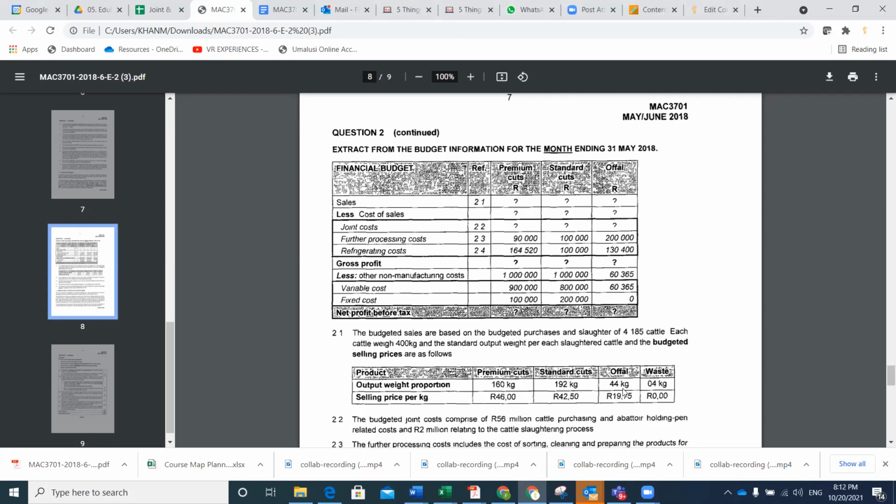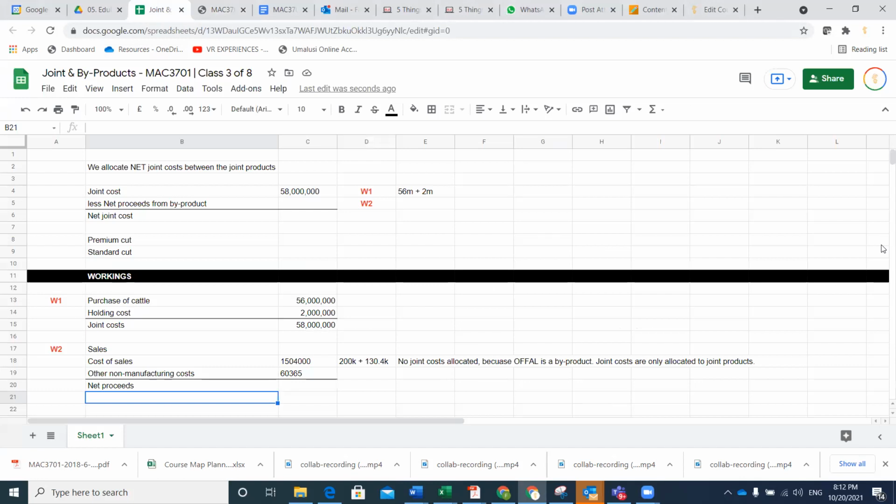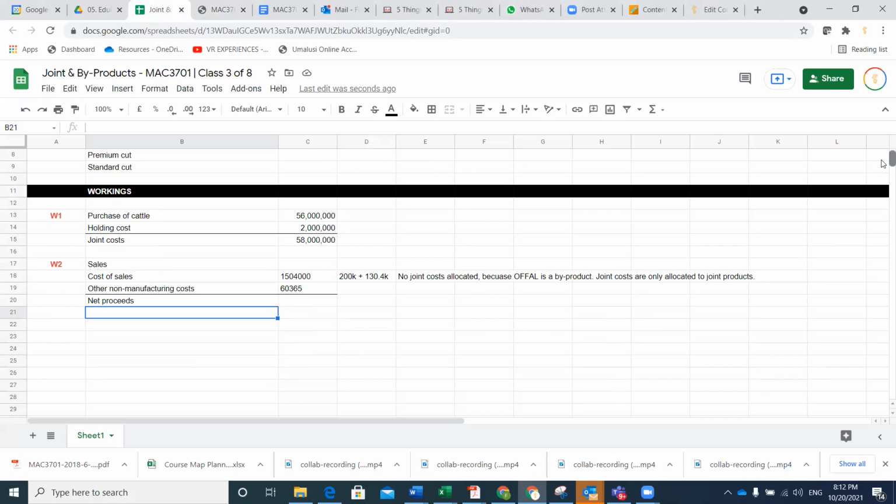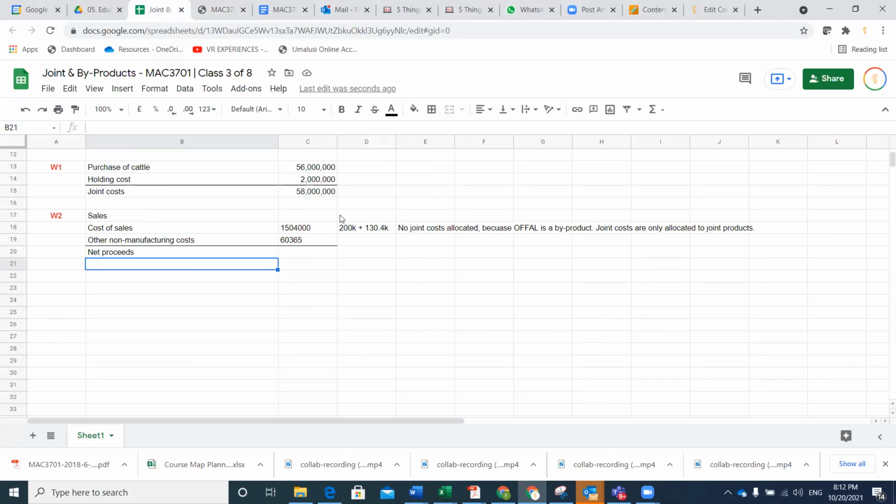Okay, we know for each cattle offal is 44 kgs out of 400 kgs, so we can work out the percentage. And there was 4185 cattle. Okay, so we can go work that out. And we know the price is 1975. So basically, we can work out sales. Sales is going to come from working 3. So let's do working 3.